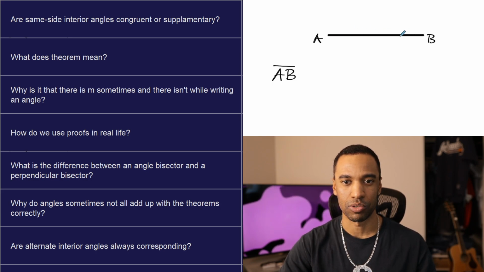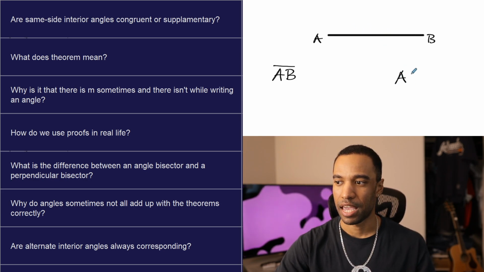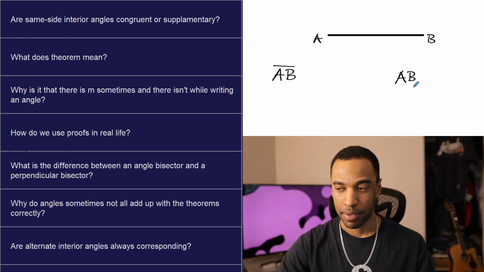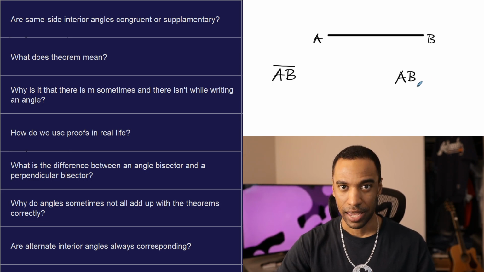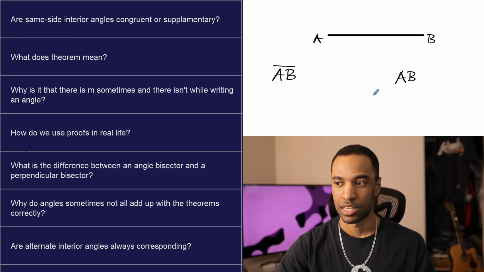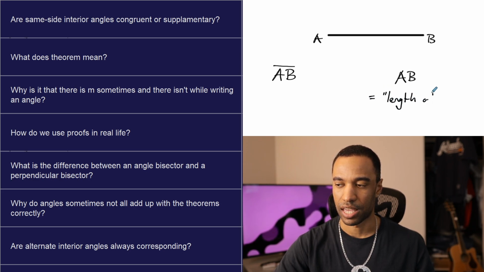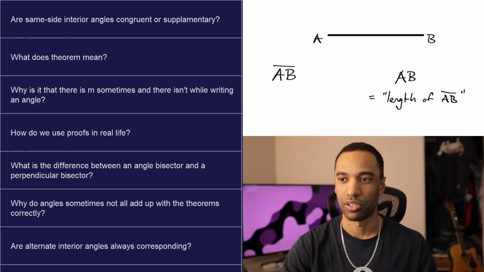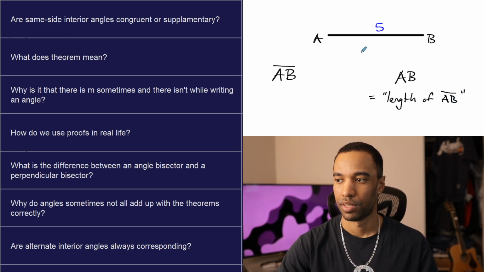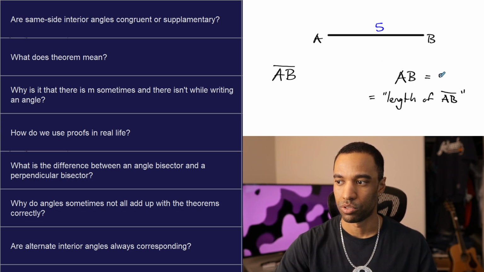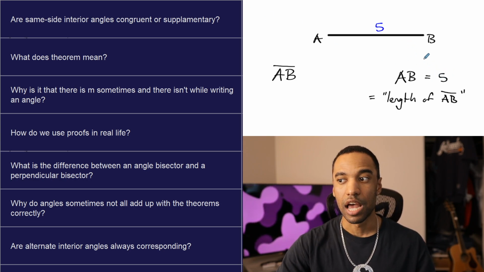Look at this thing. Do you see it? There it is. When I write AB without a bar, that means the length of AB. This means length of AB. So if it does actually have a length, because it is a segment, or length of segment AB. So if it actually does have a length, like say it's 5, then I would say that AB equals 5. And this is the number that ties in with it.